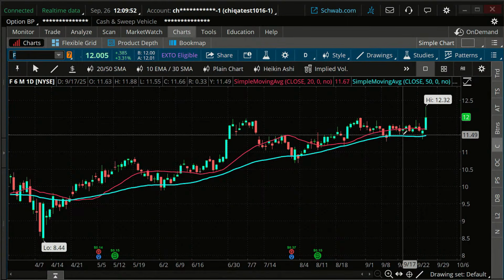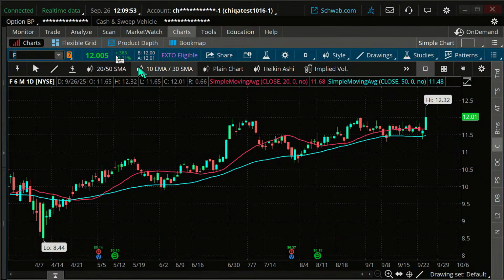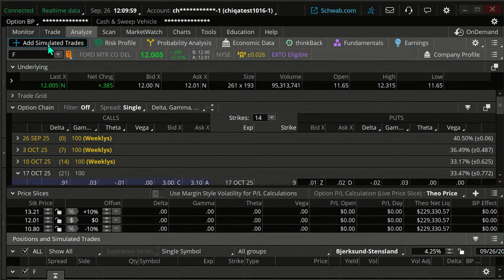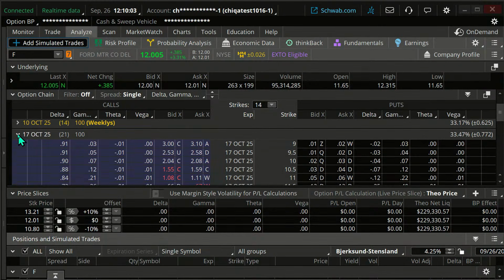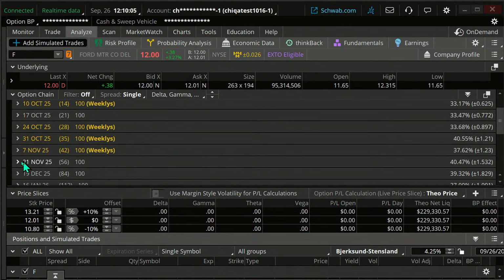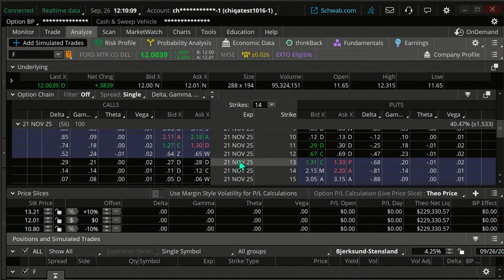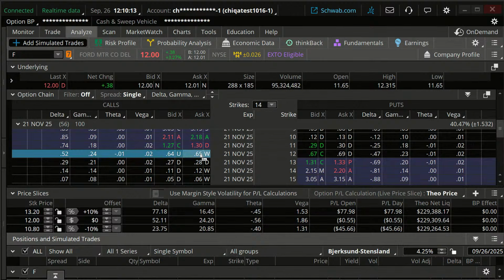What you can do is go straight to the Analyze tab, put in Ford, go to the Add Simulated Trades, and we can then look at a potential trade. Let's go out, I don't know, 56 days here. It doesn't matter. Stock's right at 12 bucks. We'll just go at the money on that. Nice tight spreads. What does this trade look like?